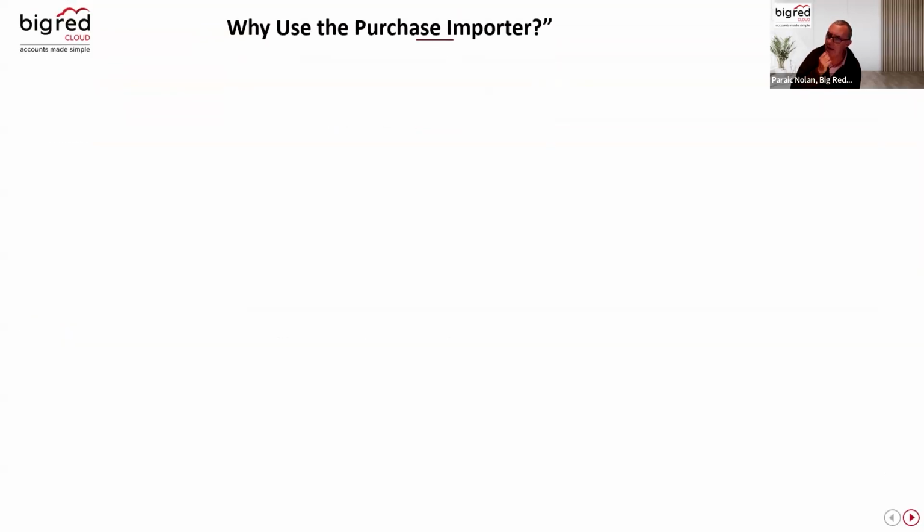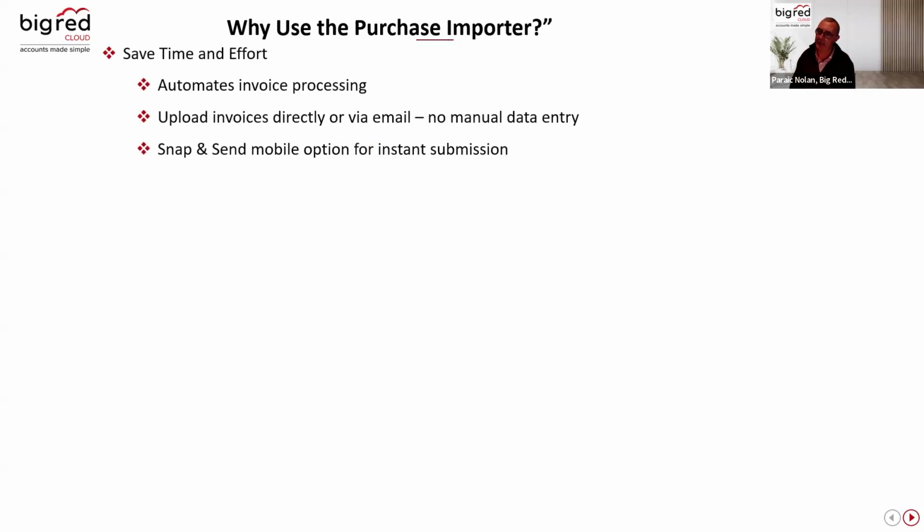So let's talk about why you might want to use it. What benefits does the purchase importer give you? Well, the biggest one really is saving time and effort as you go about your daily business, processing transactions through Bigger Cloud and through your accounting systems. So it automates invoice processing and lets you upload them directly via email, and you can have a flow around that. In other words, you might automatically forward all invoices from certain suppliers to this email inbox.